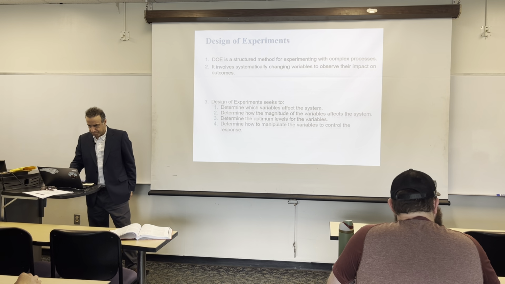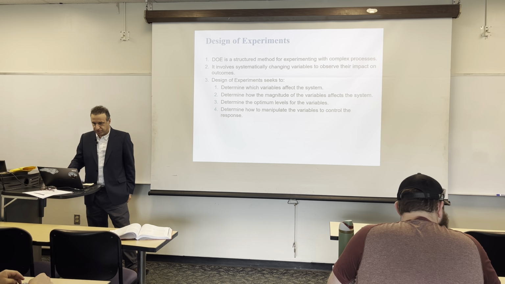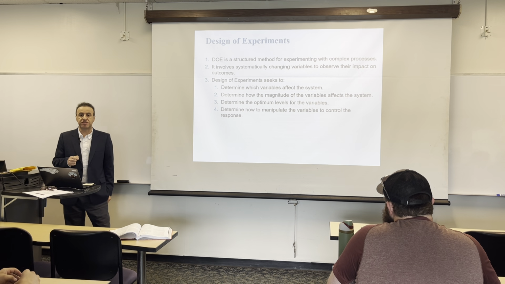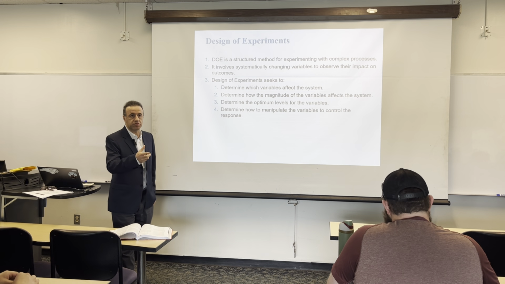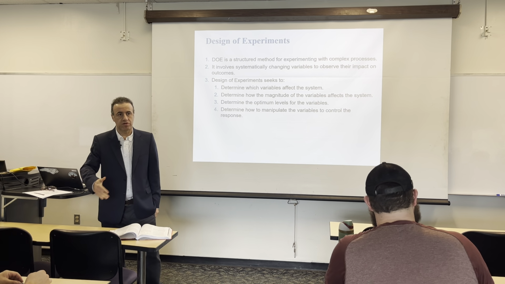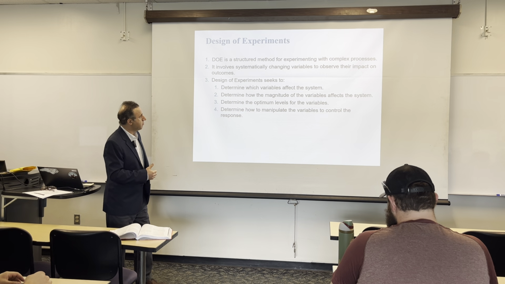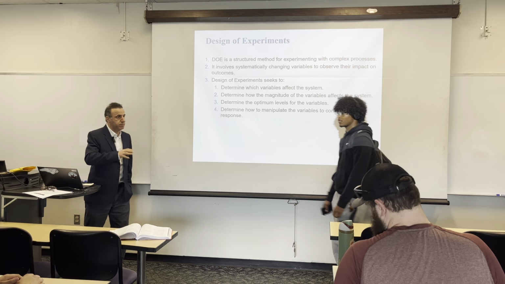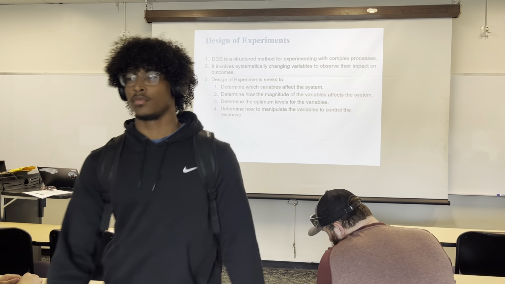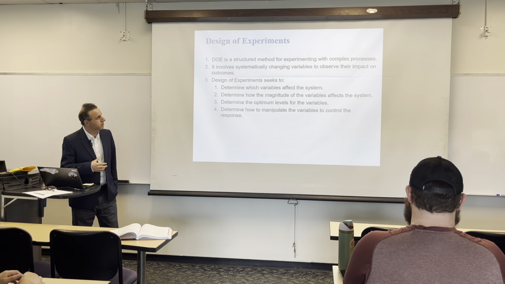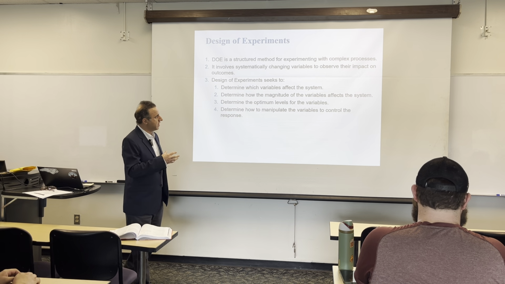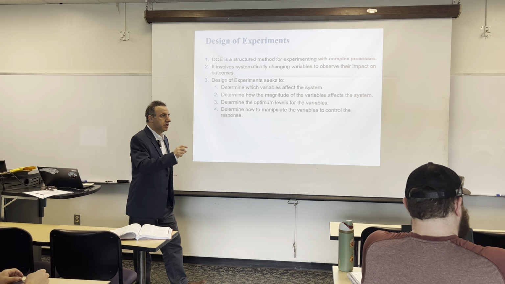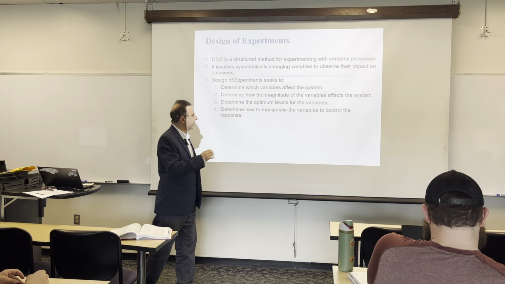So design of experiment is going to determine which variable affects the system. Sometimes you change timing, it's not going to affect anything. So then it's not a variable. So the idea is to find which variable has an important effect, then determine how the magnitude of the variable affects the system, and how we can find the optimal level.